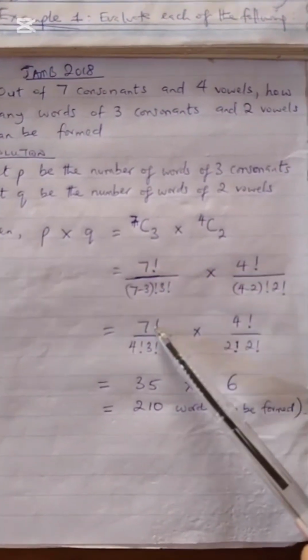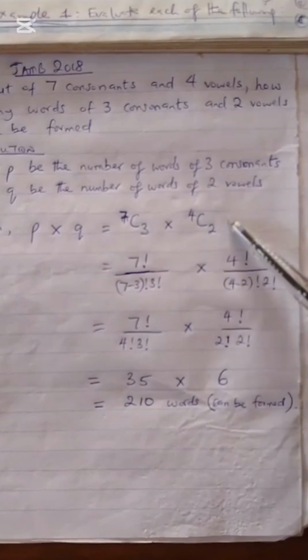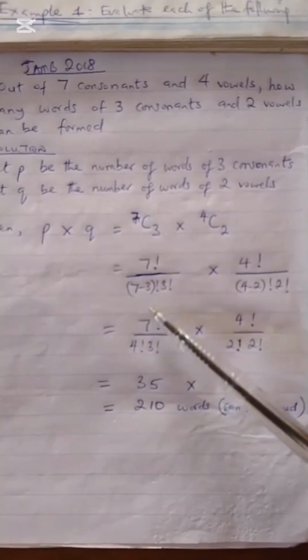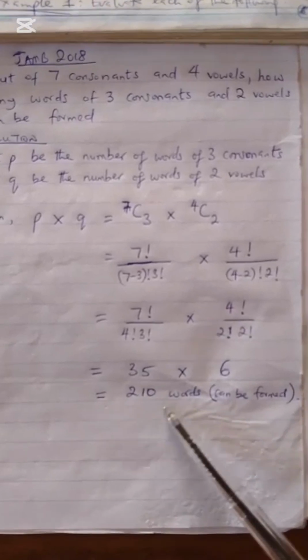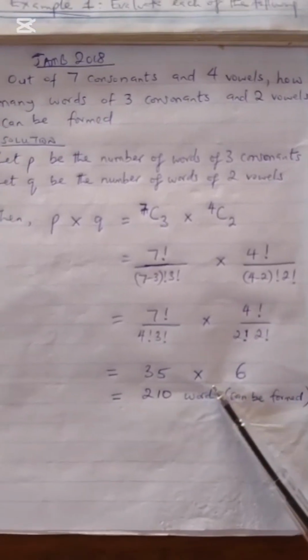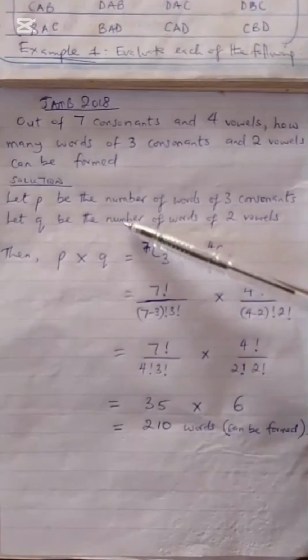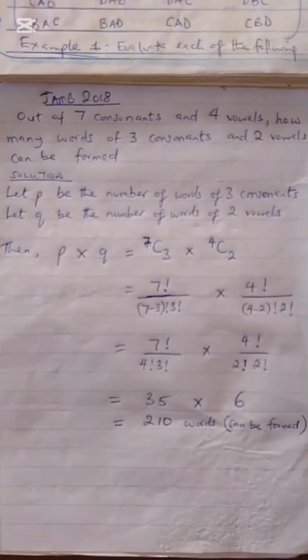This is the formula for combination. 4 choose 2 simplifies to 6. 7 choose 3 simplifies to 35. So the total number of words that can be formed is 210 words. So that's just how it goes: 3 out of 7, 2 out of 4.